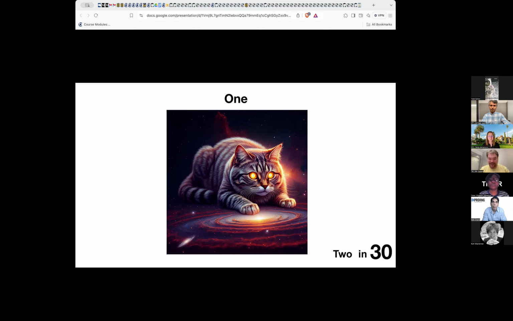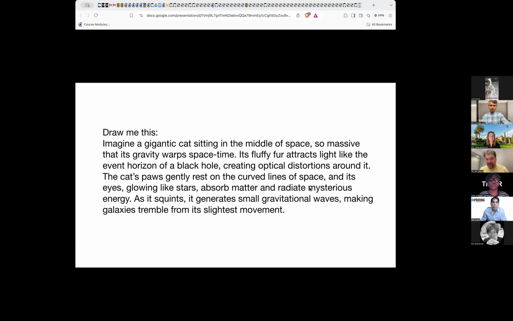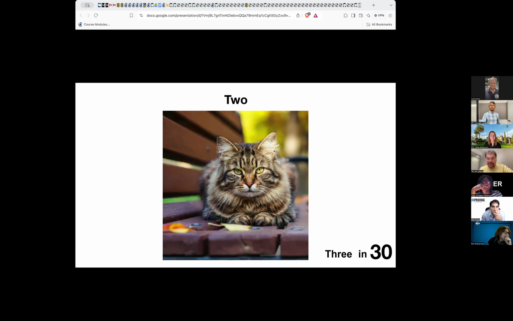Thank you, Sonia. And by multiple requests, I will share the prompt. And I think it's my best prompt for today. So I will just read it if no one objects. Imagine a gigantic cat sitting in the middle of space, so massive that its gravity wraps space-time. Its fluffy fur attacks light like an event horizon of a black hole, creating optical distortions around it. And yeah, we're going to the next slide.